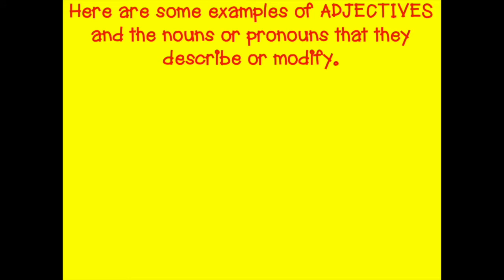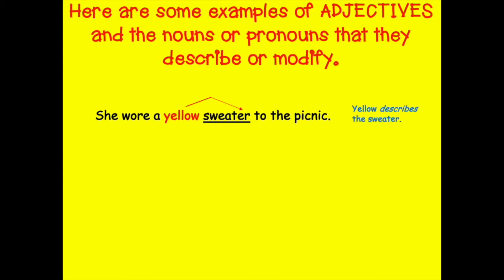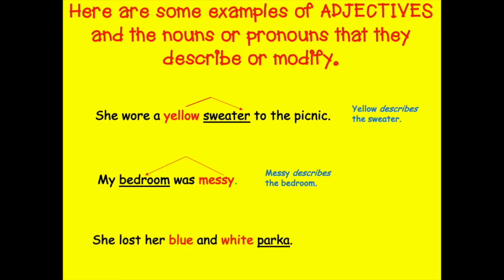Here are some examples of adjectives and the nouns or pronouns that they describe or modify. She wore a yellow sweater. Notice that yellow describes the sweater. My bedroom was messy. This time the adjective is after it, but messy is still describing the bedroom. She lost her blue and white parka. Our adjectives are blue and white, and they describe the color of the parka.